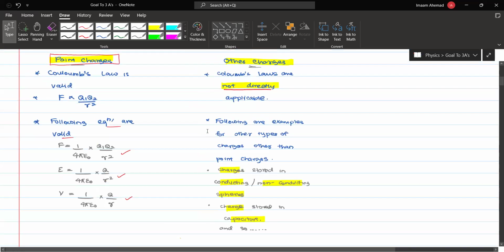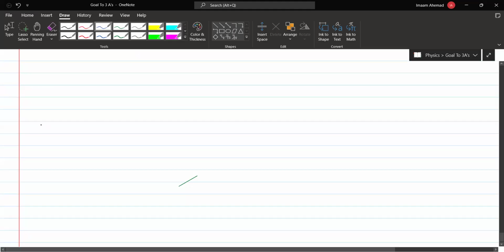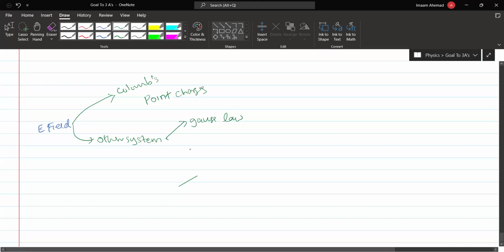I'll just recall what we did so far. To tell in short, we started electric field. Then we understood that the electric field equations that we know, the Coulomb's expressions, are actually defined for point charges. And for other systems, we had to use Gauss theorem. We had to use the Gauss law, and we had to use the potential gradient equation to find the equations for E and V. We had to use other techniques.